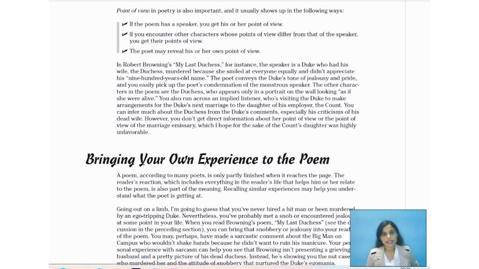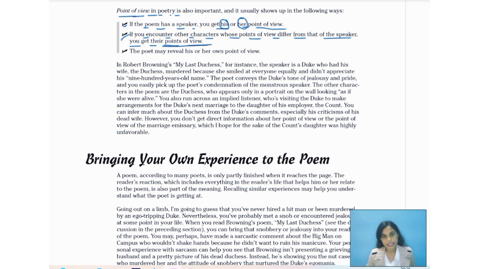Next thing that you can consider is the point of view in poetry, which is also important. Now, the first point says if the poem has a speaker, you get his or her point of view. So, if the poem has a speaker in it, then you are getting his or her point of view, okay? If you encounter other characters whose points of view differ from that of the speaker, you get their points of view also. So if you are meeting with a second character apart from the protagonist or the poet or the poetess in the poem, then you are having the other person's point of view also.